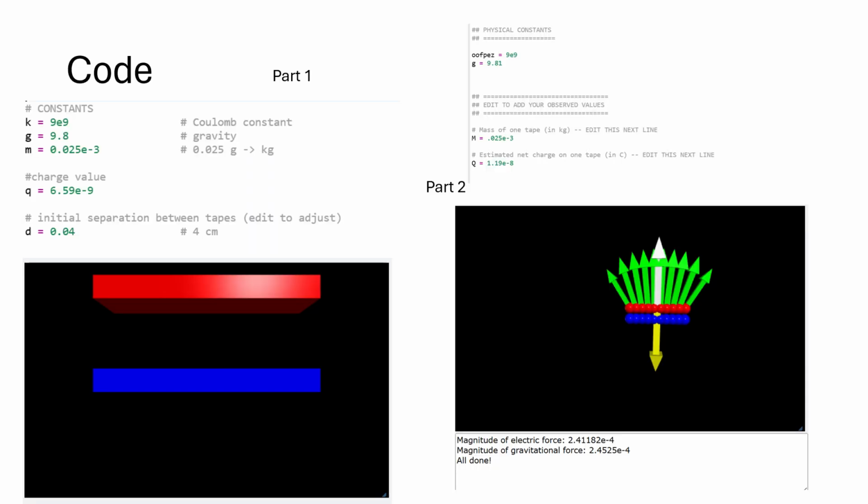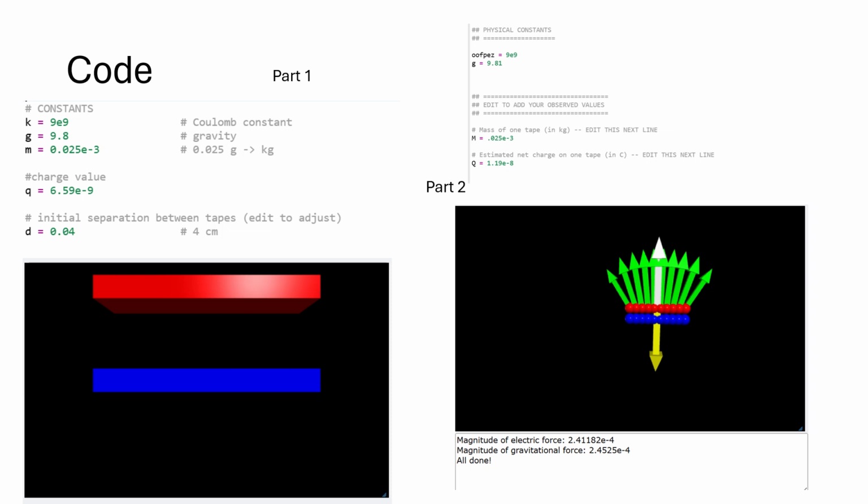So for part 1 of the code, you see the variables: E, 9 times 10 to the 9, gravity 9.8, and then the mass, as well as the Q value I found, and the separation distance at which the tapes started to move. And from this simulation, it accurately represented what happened in the experiment.